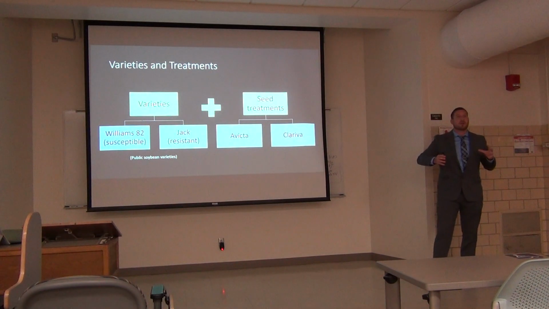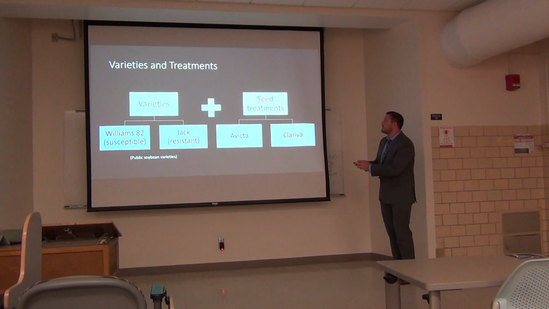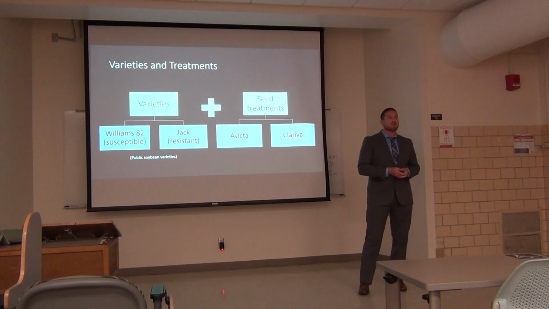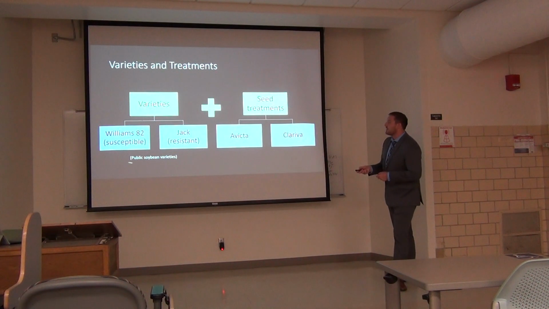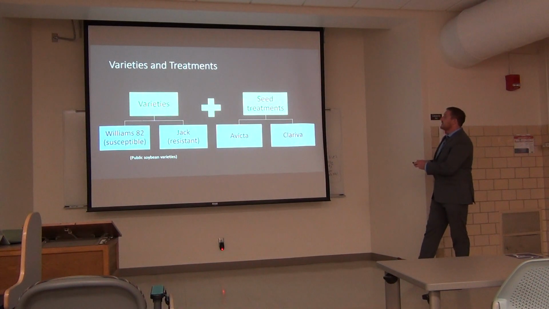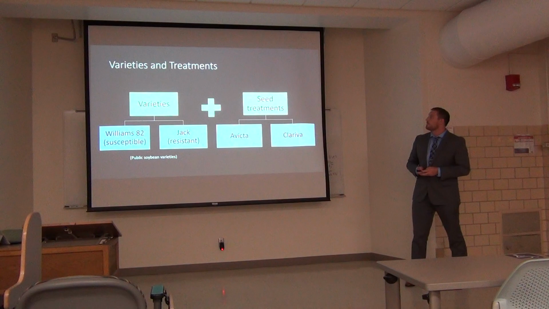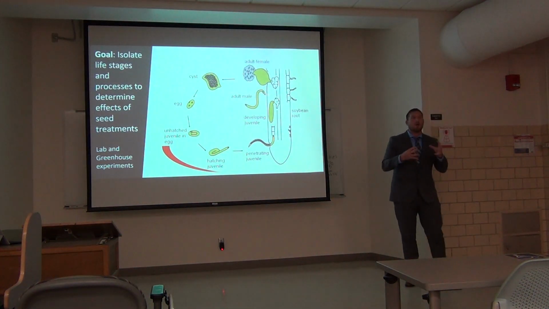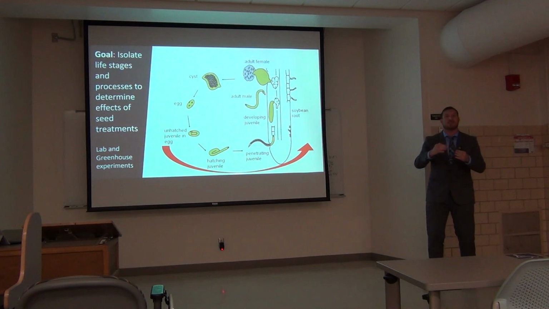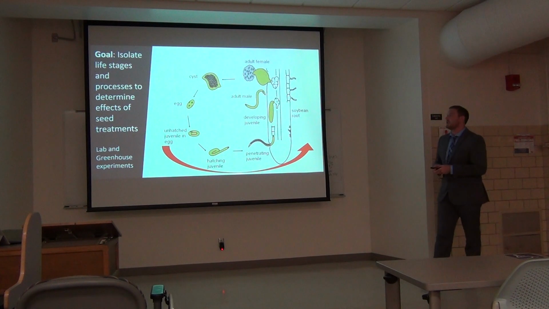The players that I'm working with in here are two varieties of soybean seeds, Williams 82, which is an SCN susceptible seed, and Jack, which is a resistant seed coming from PI 88788 resistance lineage. And both of these are public soybean varieties. So these two treatments, plus the two seed treatments, Avicta and Clariva. So my overall goal with this was to isolate out life stages and processes and to determine how these seed treatments affect that specific aspect of biology. And this was done with lab and greenhouse experiments.